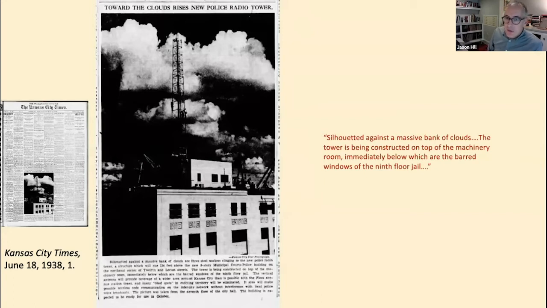Its generous caption amplifies this sense to infer that this giant apparatus, quote, "constructed on top of the machinery room, immediately below which are the barred windows of the top floor jail," end quote, can be fairly counted on to leach deviants from the ether and deliver them, as if by machine, into the holding cells within. The sky itself is now charged with arresting potential, a sort of neutron bomb for the suspect.